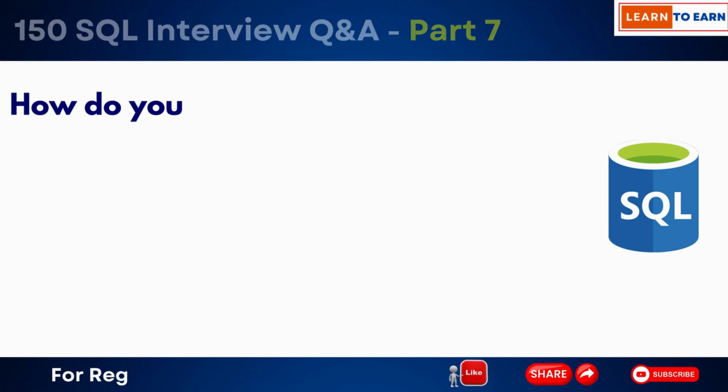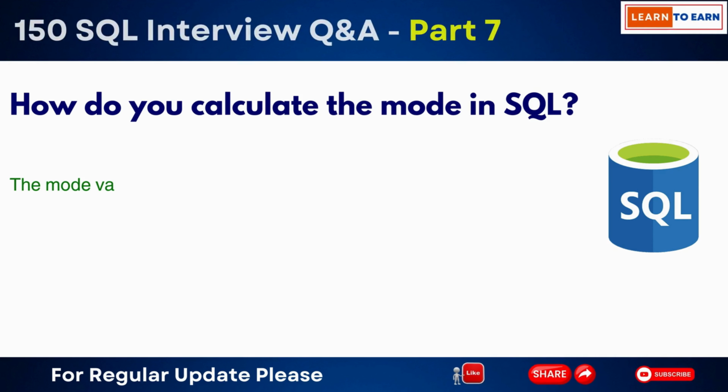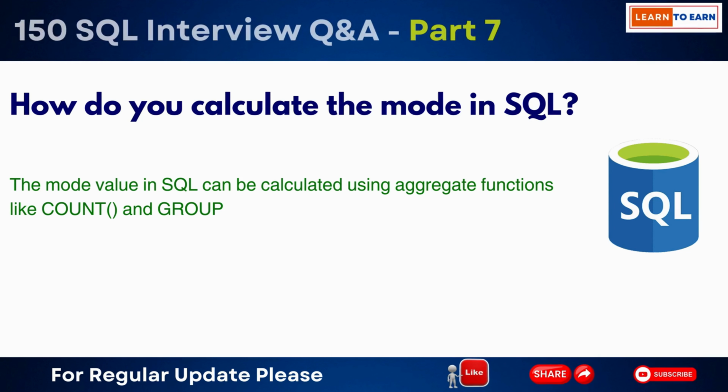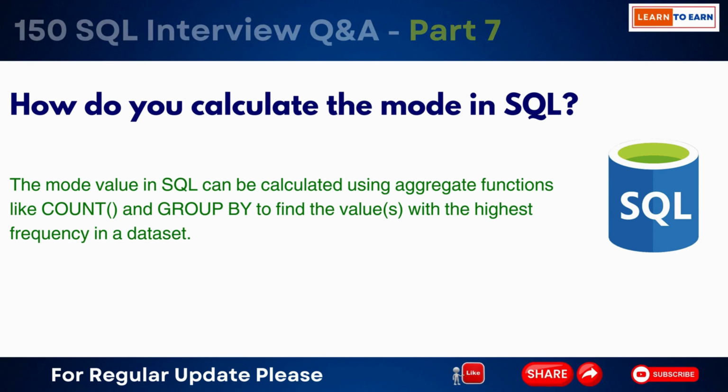How do you calculate the mode in SQL? The mode value in SQL can be calculated using aggregate functions like COUNT and GROUP BY to find the values with the highest frequency in a dataset.